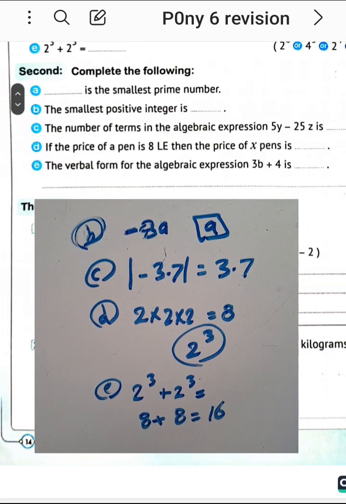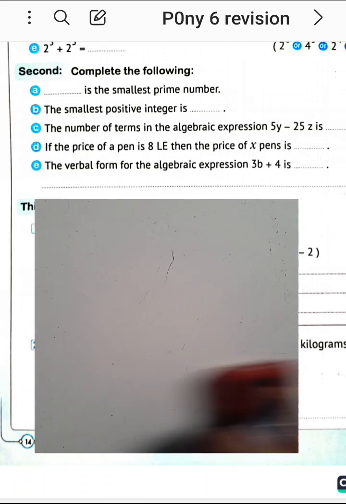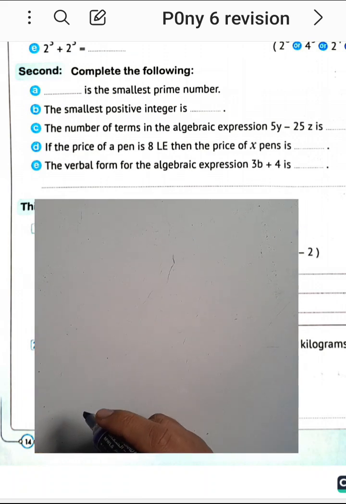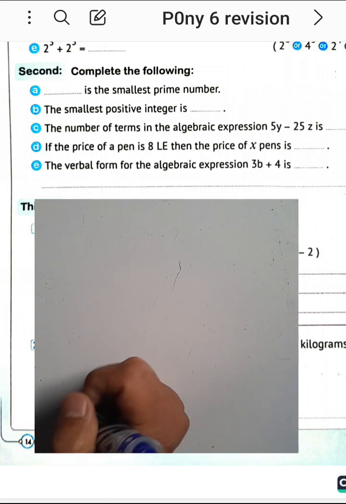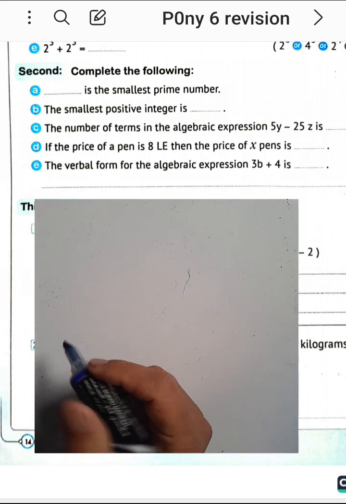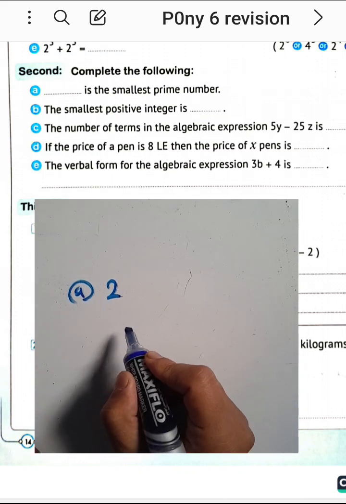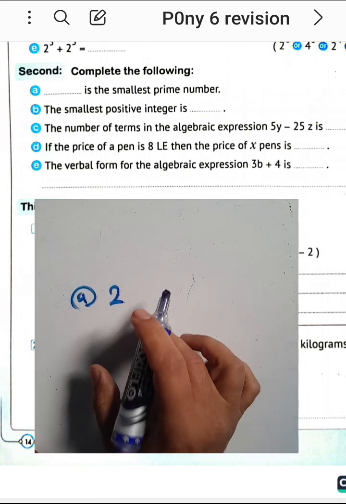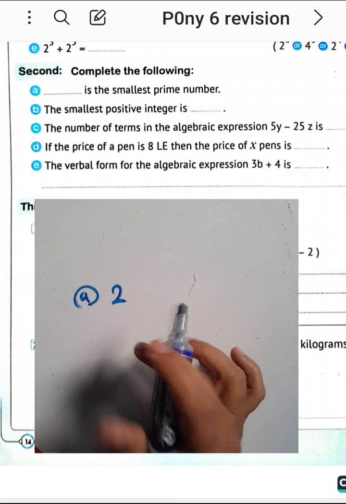Second question, complete. 2 is the smallest prime number. We know any prime number has only 2 factors, it can be divided by itself and one only, such as 2, 3, 5, 7, and so on. Letter A, write 2. 2 is the smallest prime number, and the only even prime number is 2.